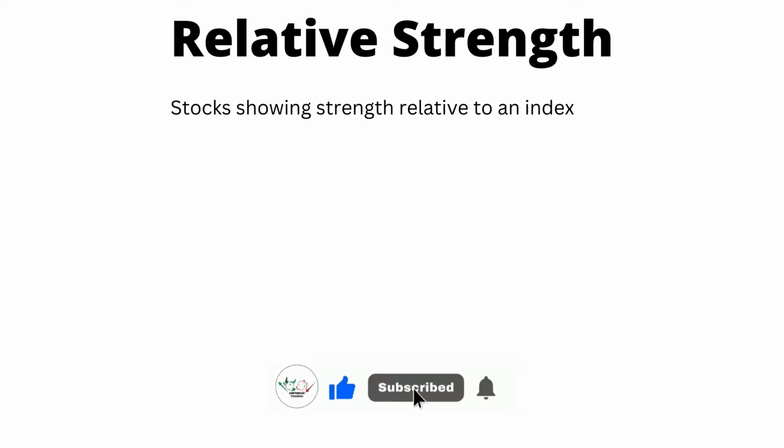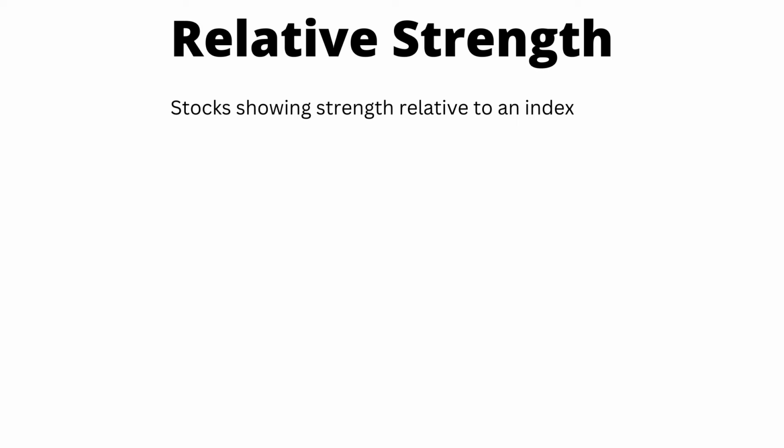What's up everyone? Today we're going to be talking about relative strength, or RS. Relative strength by definition is a stock showing strength relative to an index. In other words, it's a fancy way of saying a stock is outperforming. Typically, you'll compare the performance against a major index like the S&P 500 or the NASDAQ. However, you can also compare the performance against other stocks or commodities.